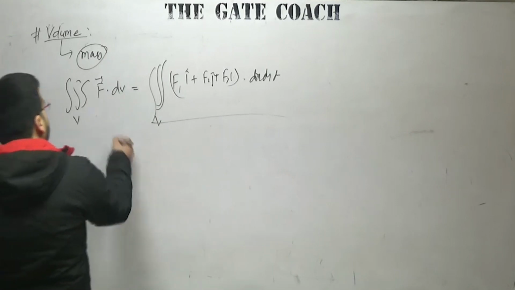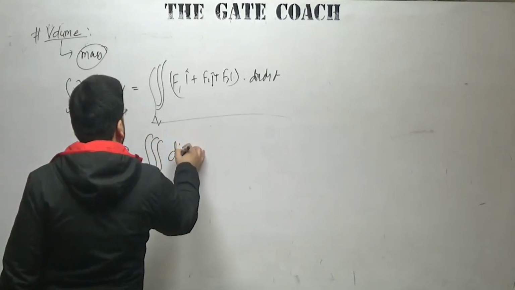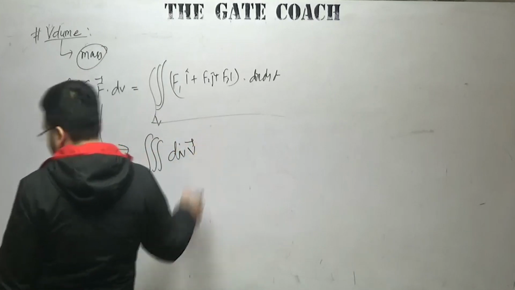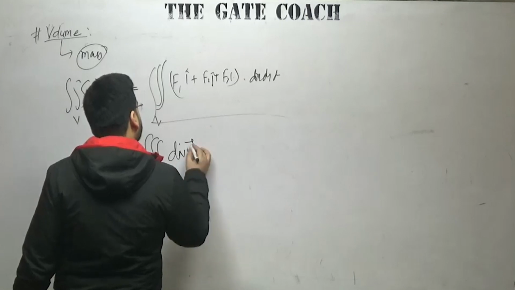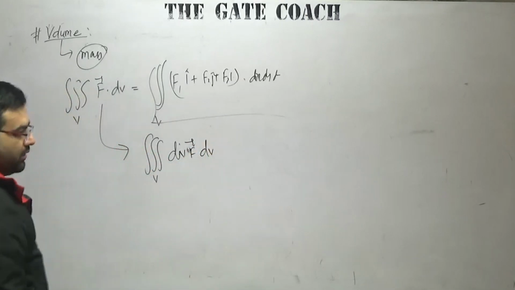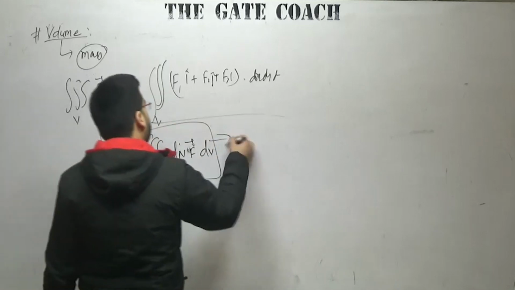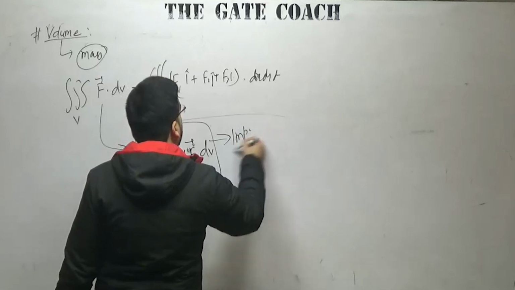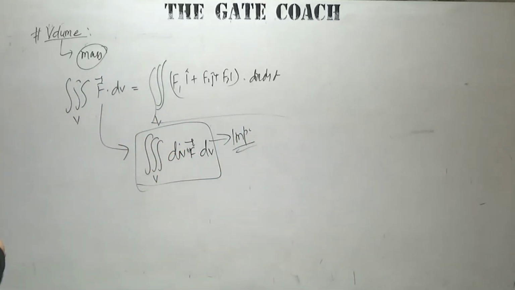It can also be written as divergence of V dv. No, sorry, not divergence of V, divergence of F dv. It can also be written like this. Okay, I guess this question also has been asked in examination. It is important that we know how to calculate the volume integral. It can also be written as divergence of F dv.